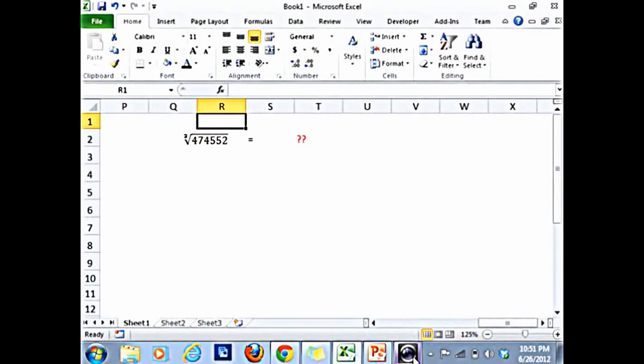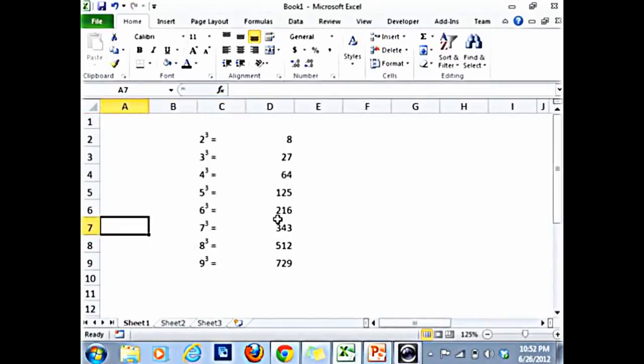Hi everyone, in this tutorial I will show you how to get the cube root of a large number without using a calculator. For example, I have 474552 and I want to get the cube root of this number. So before going further, we first have to look at the table for cubes of numbers from 2 to 9.